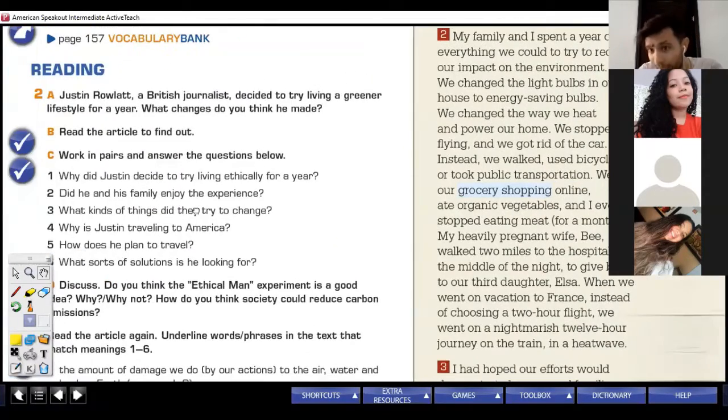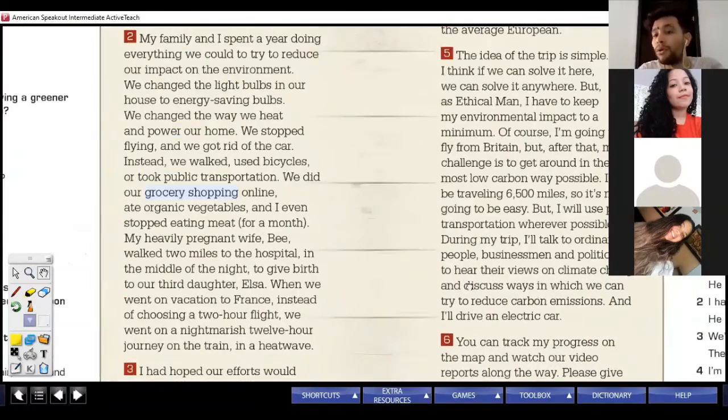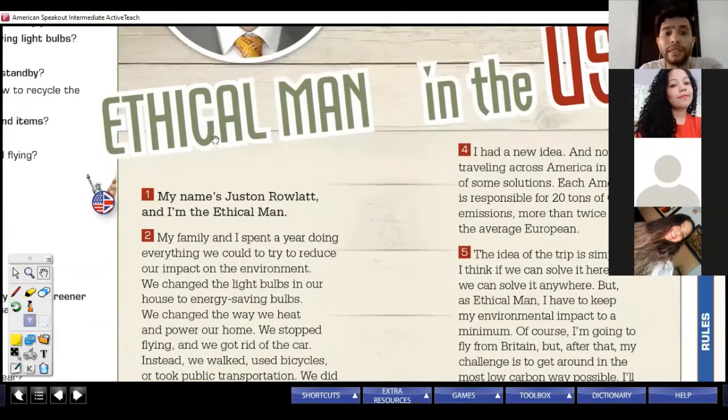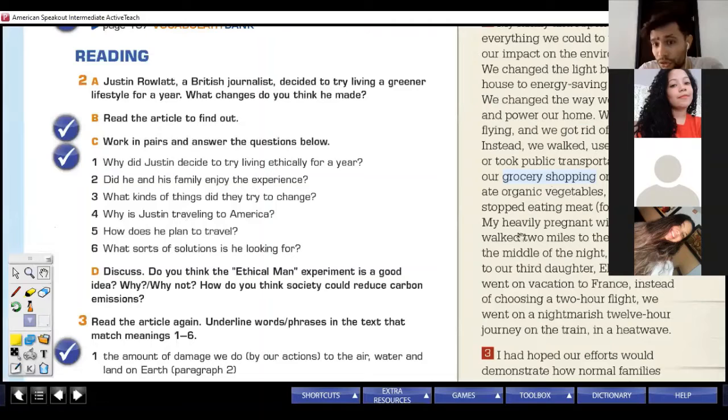The next exercise is going to be, I'm going to choose 5 people to read each of these paragraphs right here. You are going to read about the ethical man in the USA. And after you finish reading this, I want you to be very concentrated on the reading and understand it, make sense of it all, so that you can answer these 6 questions right here. Now, the only rule is that for these questions, you have to use the following prompt, or you need to begin like this.